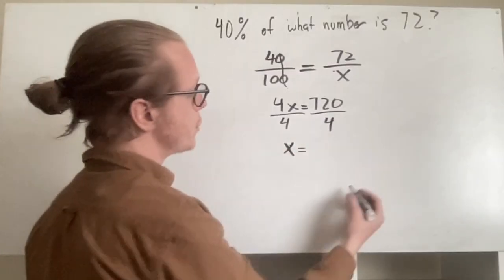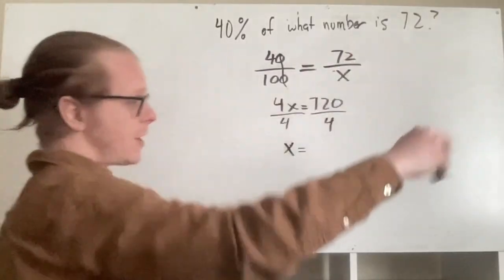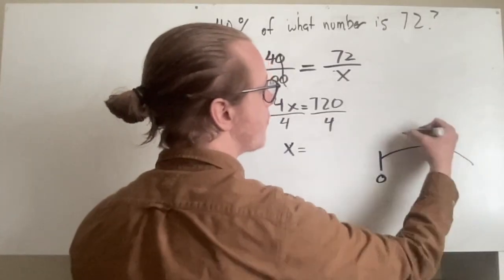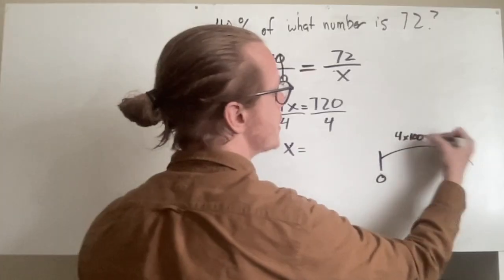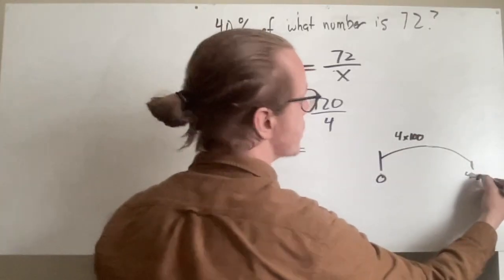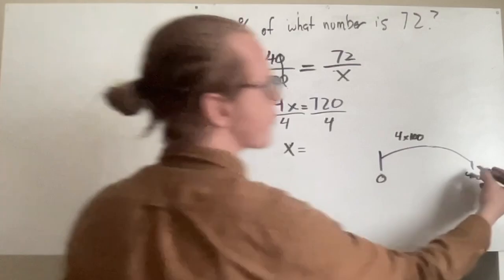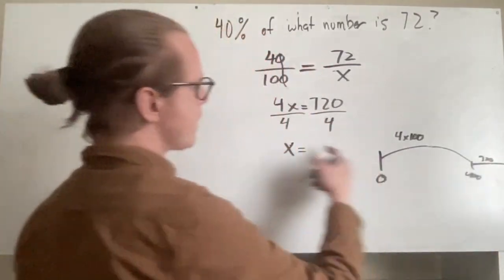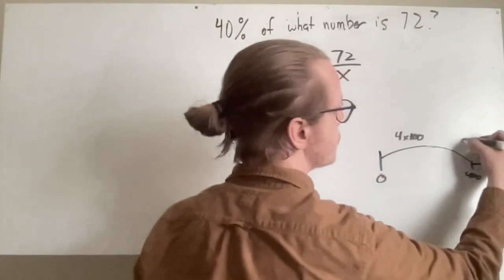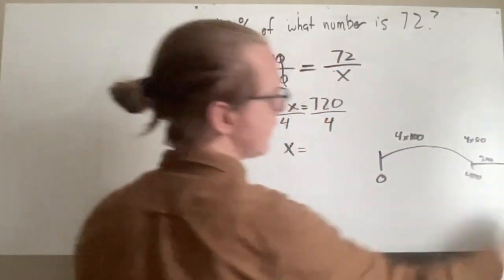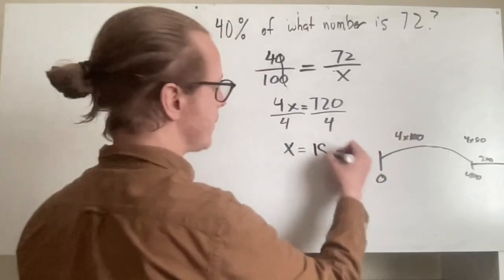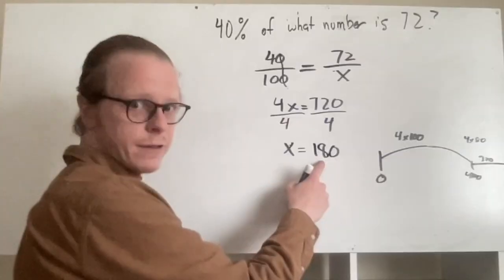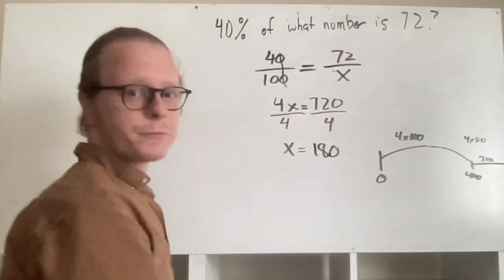Again, we could use a calculator, but let's just skip count up as practice. So if we start here at 0, where can I jump to? I can jump to 400, because 4 times 100 gets me 400. How much am I still missing? 320, right? We're missing 320. Well, 4 times 8 is 32, so 4 times 80. Altogether, 180. Okay, so 40% of 180 would give me 72.